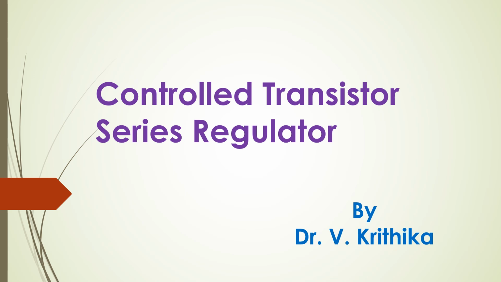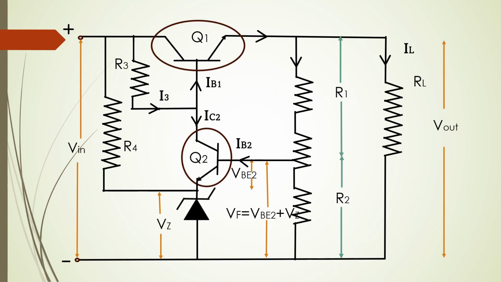Hi all. In this video, I'll explain how a series voltage regulator is used with a controlled transistor. In my previous video, I explained using a series voltage regulator just as an emitter follower, with a series pass transistor along with a Zener diode and a load. I also mentioned the drawbacks of that. It had poor regulation, and we didn't have a provision for changing the load.